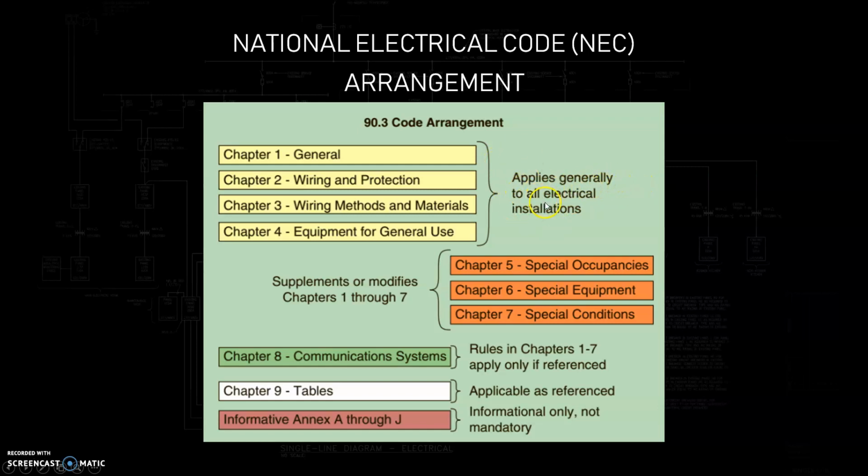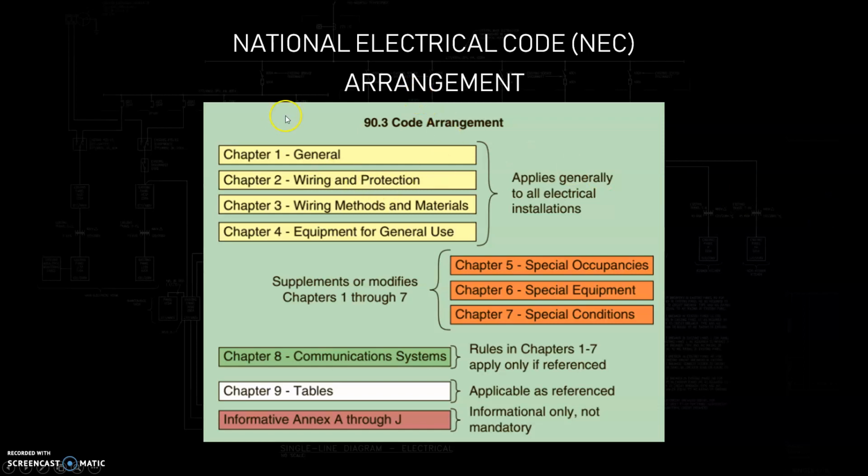They tell you this applies generally to all electrical installs. Okay, so that's kind of the general meat and potatoes of it all here. But then we get into a little more specific with our Chapters 5, 6, and 7. Chapter 5 is special occupancies, Chapter 6 is special equipment, and then Chapter 7 is special conditions. So really briefly, what are we talking about? We might have hazardous locations, right? There's actually a section on houseboats in here, right? You get a lot more specific, all right?